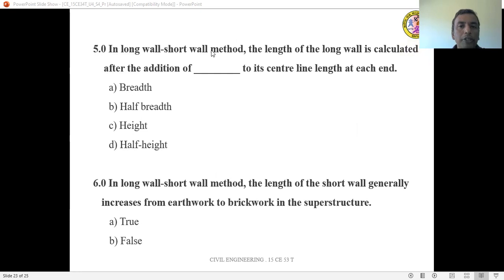Fifth one. In the long wall, short wall method, the length of long wall is calculated after the addition of dash to its centerline length at each end. A. Breadth, B. Half breadth, C. Height, D. Half height. Sixth one. In the long wall, short wall method, the length of short wall generally increases from earthwork to brickwork in the superstructure. Is the above statement A. true or B. false?